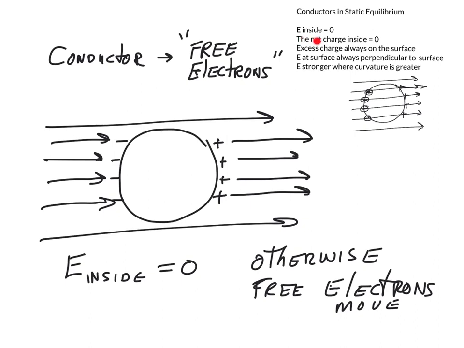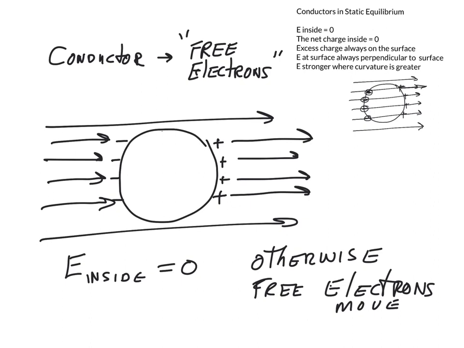Number 3 says excess charge always on the surface. So notice we started with a neutral can, and when we put it in a field, we see that the electrons move in such a way that 4 charges end on the surface, and those unpaired 4 charges also have to end on the surface.